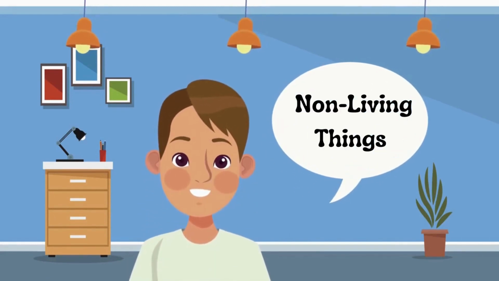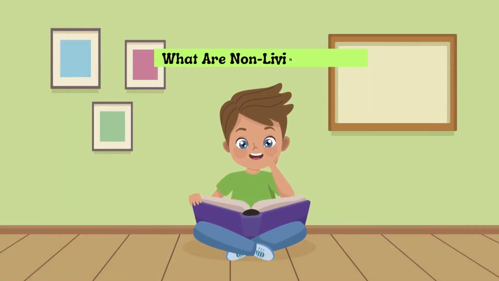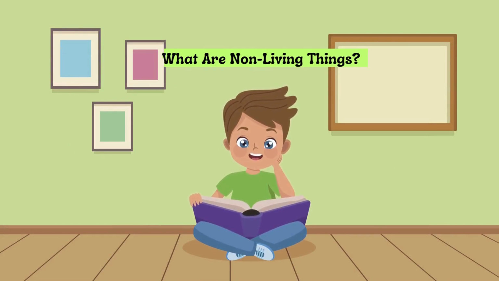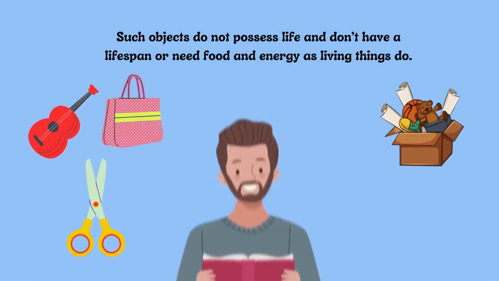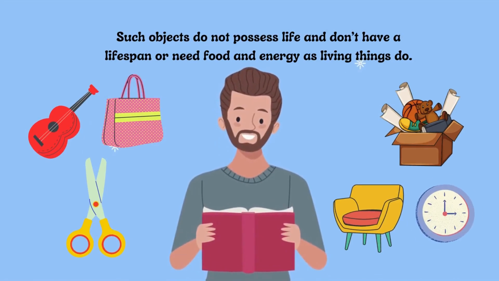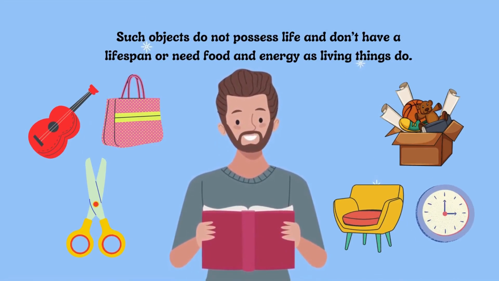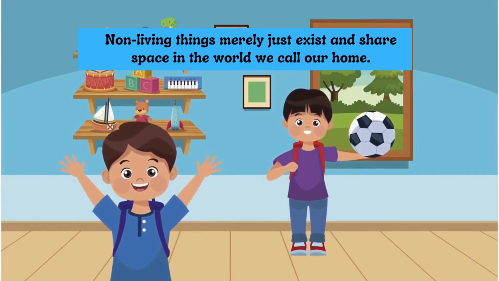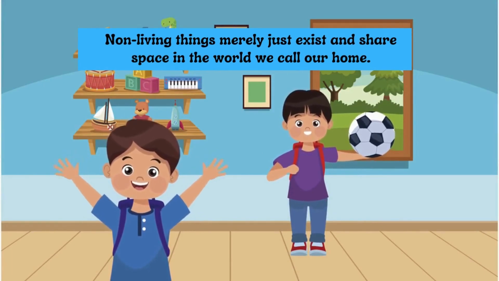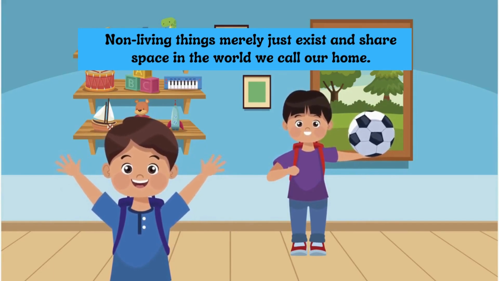Non-living things. What are non-living things? The meaning of non-living things is simply the things around us that are not living. Such objects do not possess life and don't have a lifespan or need food and energy as living things do. Non-living things merely just exist and share space in the world we call our home.